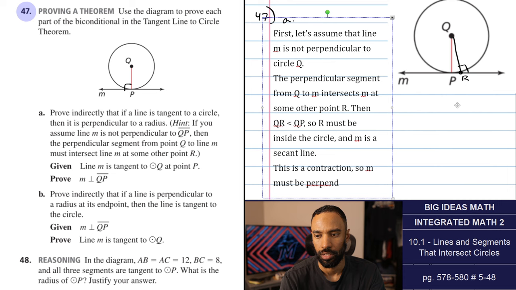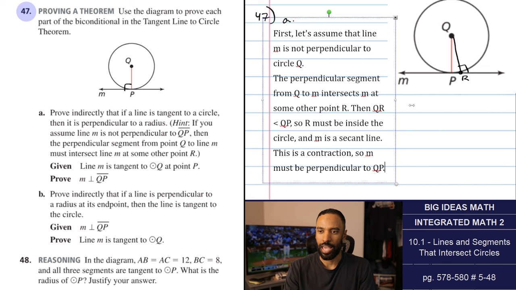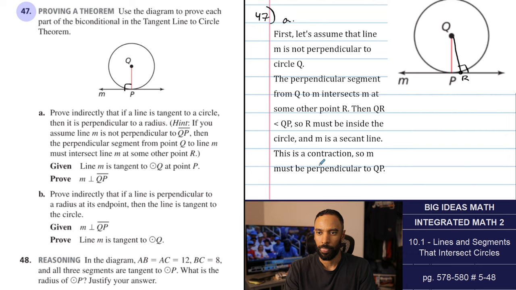I know these ones aren't easy. They're not even easy for me. I know indirect proofs are kind of iffy. Because line M is a tangent line, and if we called it a secant line, then that doesn't really work out the way we'd want it to. So there's my part A. Fun. Okay. Part B.